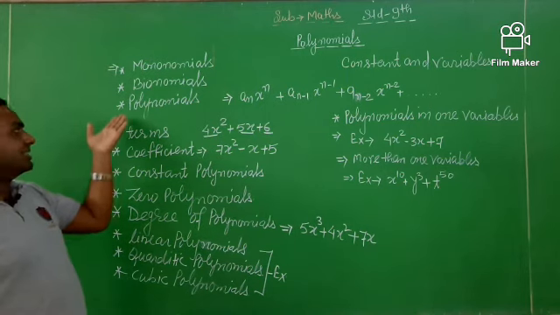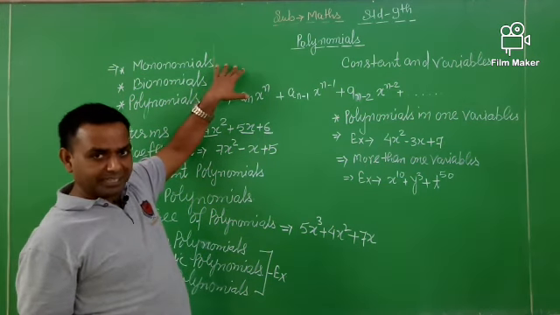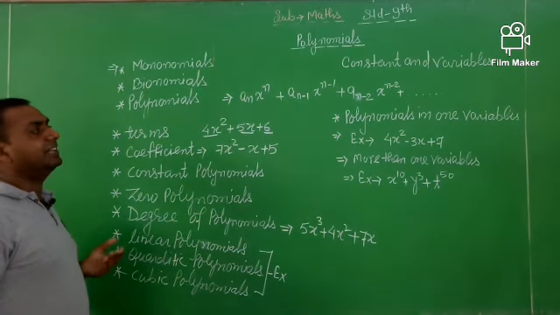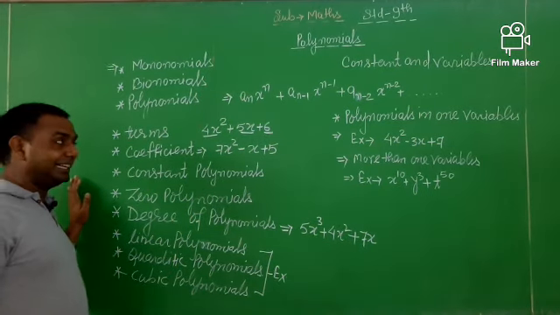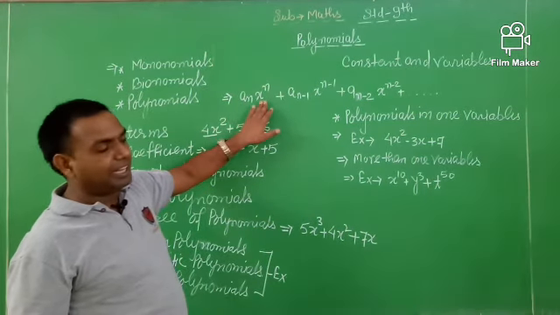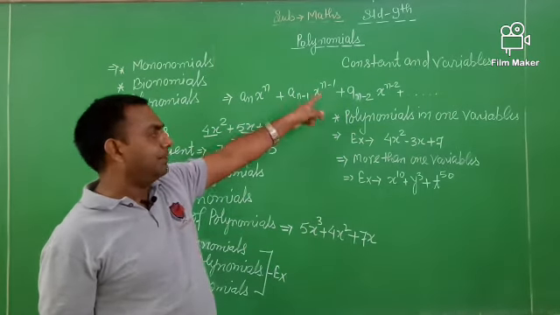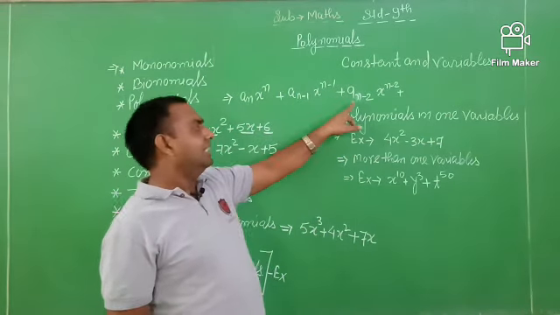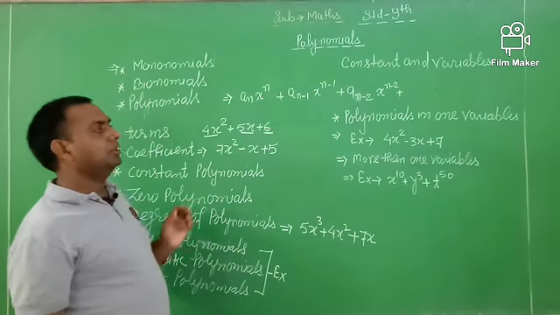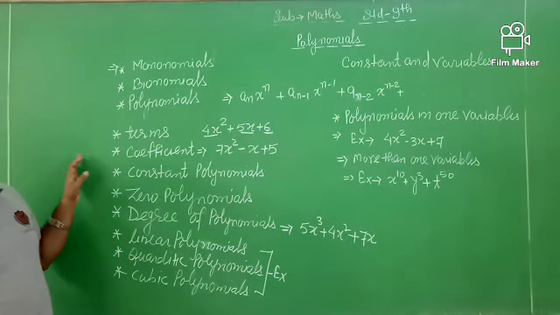In the case of polynomials, the standard example of a polynomial is a_n x to the power n plus a_(n-1) x to the power n minus 1 plus a_(n-2) x to the power n minus 2 plus, and so on. This is the standard form of a polynomial.